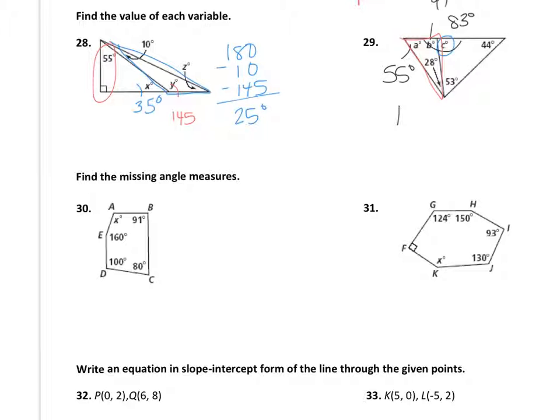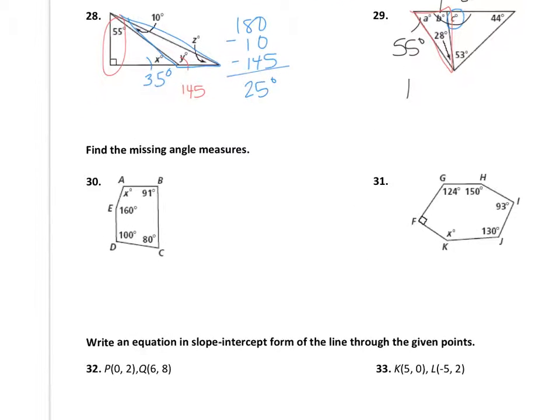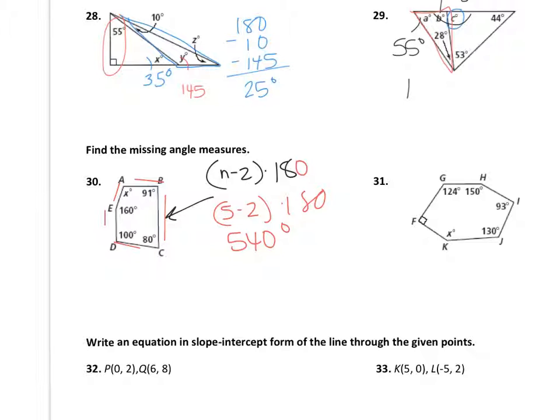Okay, to find the missing angle measures right here, you need to figure out how many degrees total are in this figure. So you have to use the formula n minus 2 times 180. So there are 1, 2, 3, 4, 5 sides. So it's a pentagon. So I do 5 minus 2 times 180 and get 540 degrees. So then I'm going to do 540 minus 80 minus 100 minus 160 minus 91, and I get 109. So this is 109 degrees.